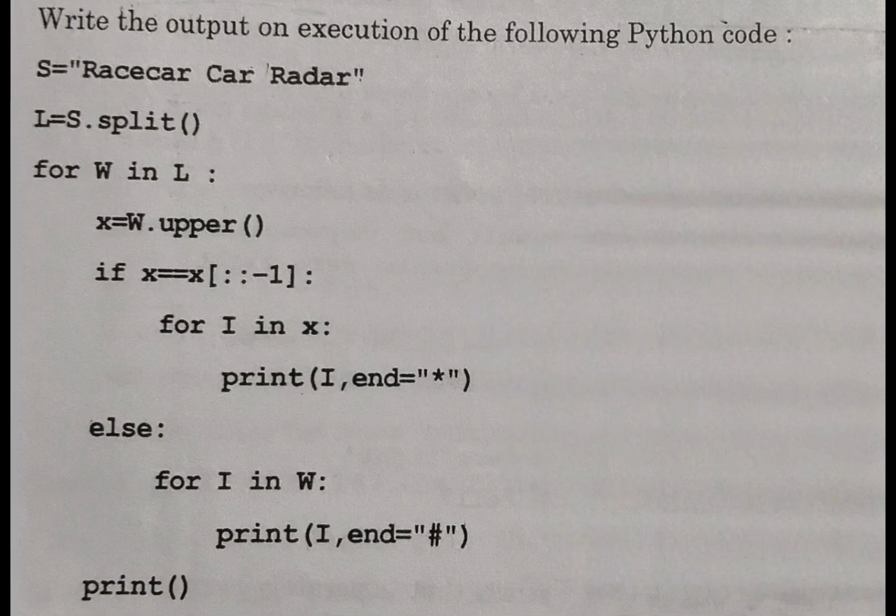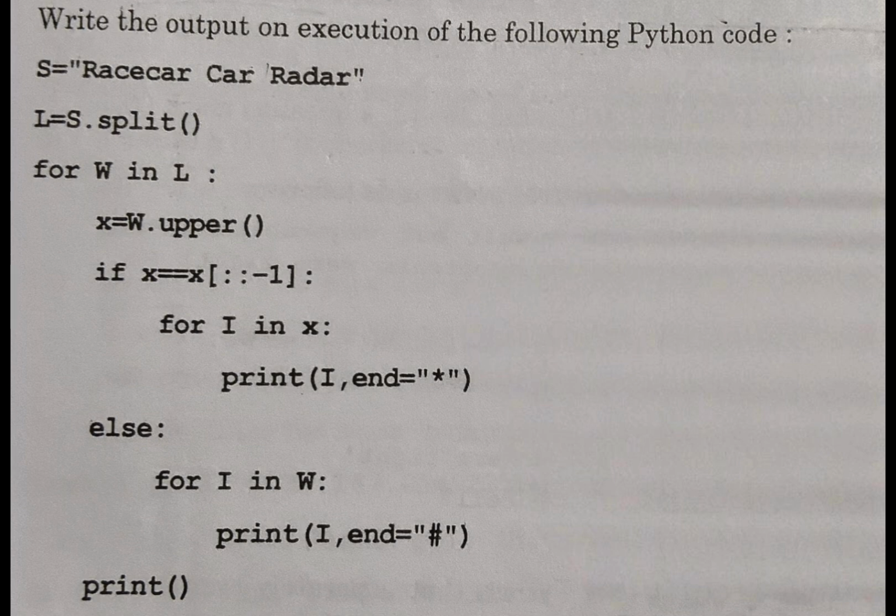Now inside the loop, this line is written, that is x is equal to W dot upper. So this is the next function which we are going to use in this code, that is upper. So the upper function generally changes the case of the letters of any string. So it will make all the letters of any string uppercase. So it is written that x is equal to W dot upper. So when the loop will run for the first time, the value of W will be race, because the first element in the list which is stored inside the variable L is race.